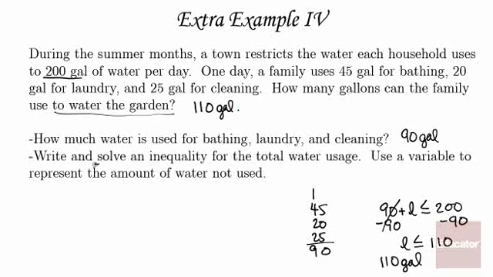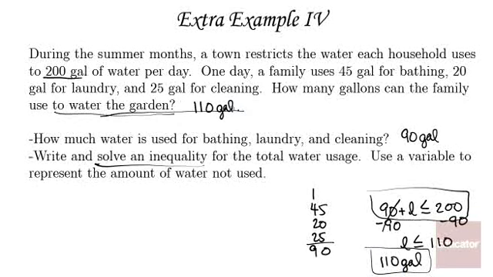So we've written the inequality here and solved it to find how much water is left over for the garden. And we've also answered this question, how much water was used for bathing, laundry, and cleaning? 90 gallons. It's a good idea after you've finished a word problem, especially a longer one, to go back and read all the parts of the question and make sure that all the parts of the question have been answered.